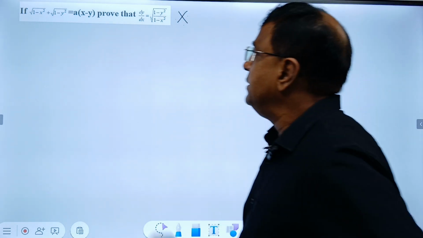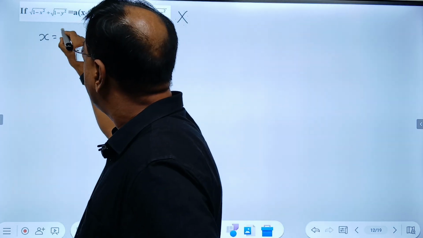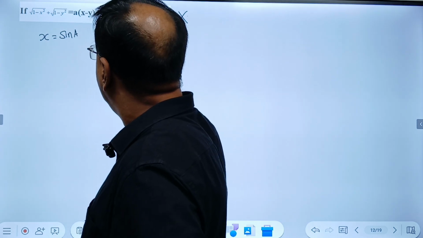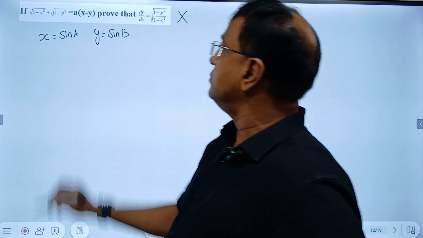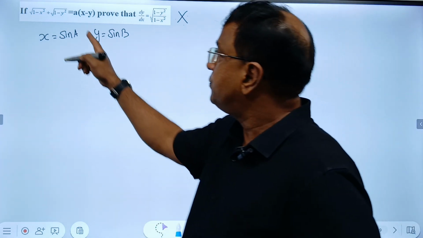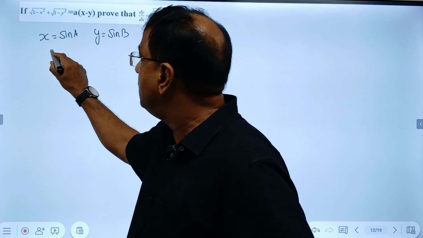So what do you do? Obviously, when you see 1 minus x square, you put x as sine A and y as sine B. Today we are doing a lot of important questions. X is sine A and y is sine B. Now substitute here: 1 minus sine square A will be cos A.